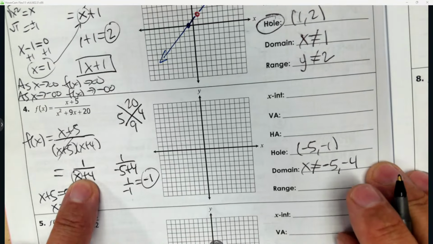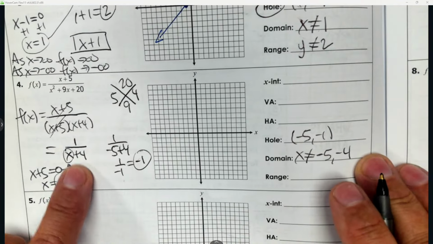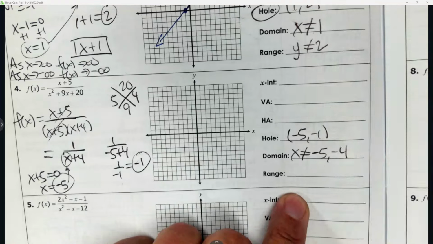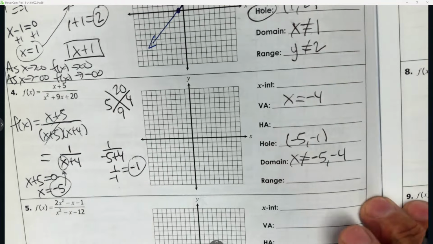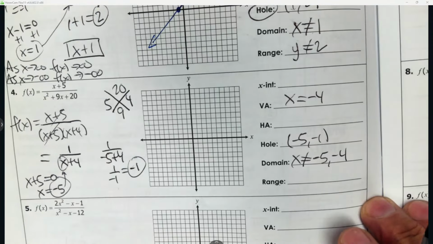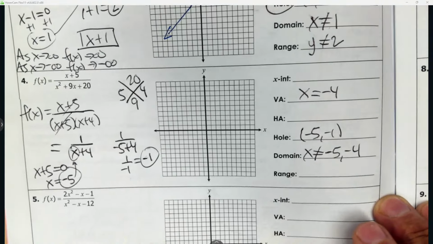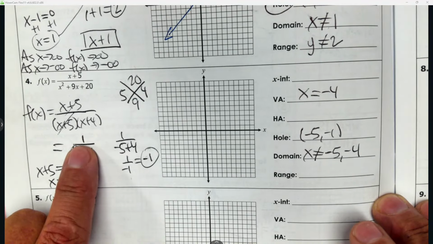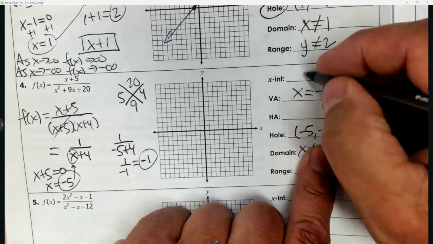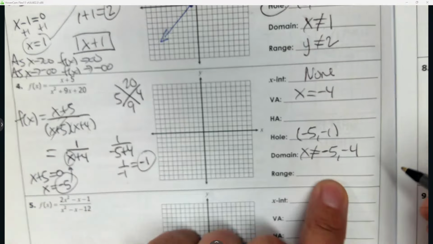Now, in the denominator, I still have x plus 4. That is going to create a vertical asymptote. So we have two restricted numbers. One restricted number creates a hole, and one creates an asymptote. We have no x-intercept because we just have a number 1 there. Nothing makes the top 0. So we have no x-intercept.